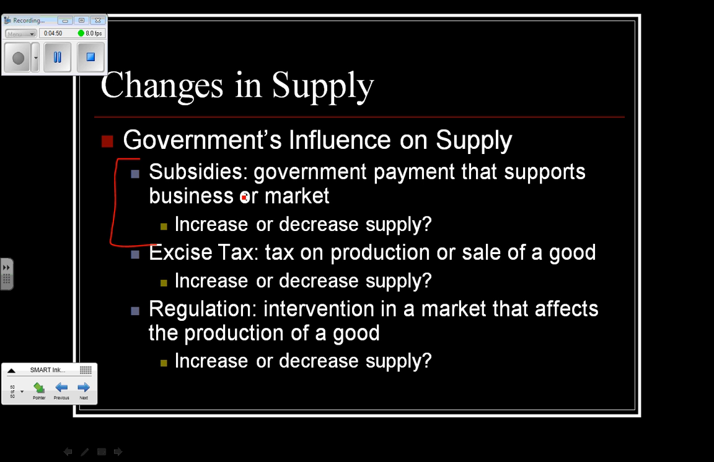Government also regulates different markets. Banking industries, gas industries, all that stuff. When the government intervenes in the market, usually it's meant to limit or encourage production. Depends upon what that regulation is. We'll talk more about these three points in class.